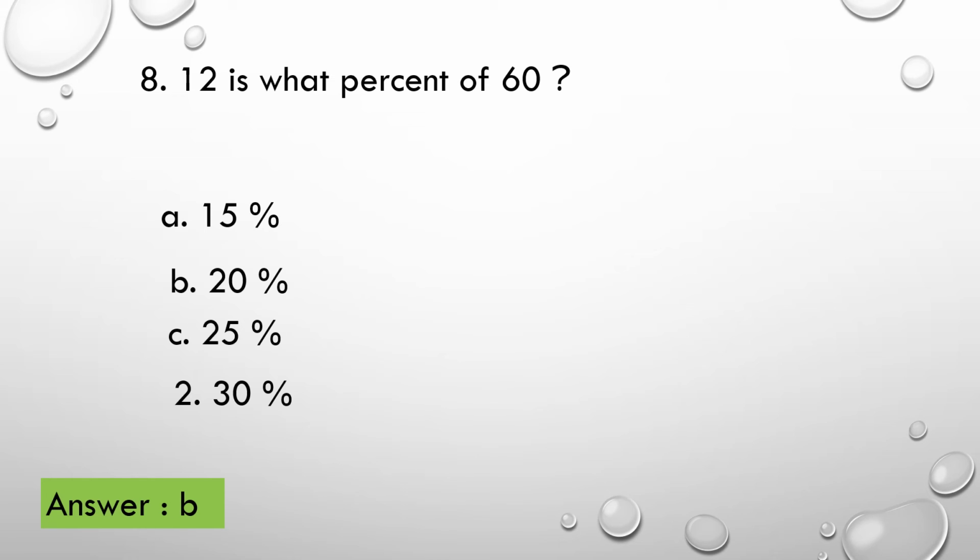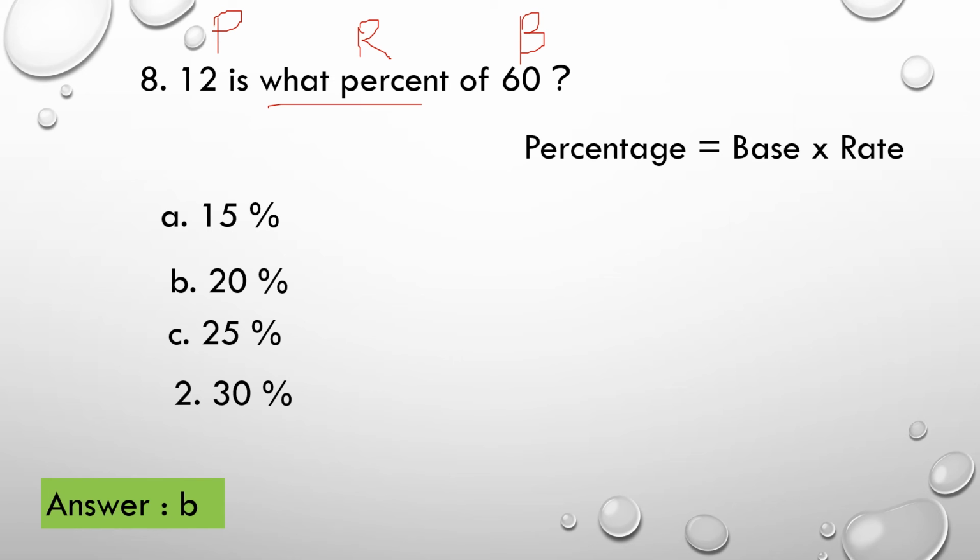Okay, so now here, 12 is what percent of 60? Take note of this. What percent? It means this is the rate, 60 is the base, and this is now 12, the percentage. So therefore, percentage is equal to base times rate. What is missing now is the rate. So P is equal to B times R. Now, to solve for the rate, R, you can just divide the percentage by base.